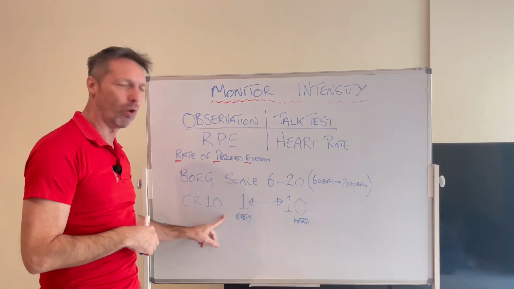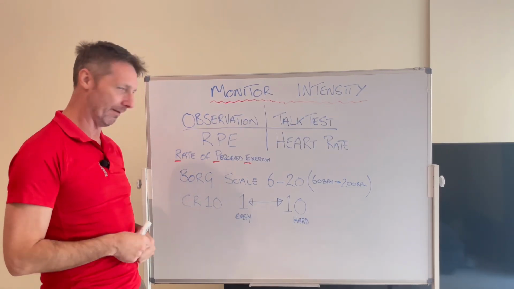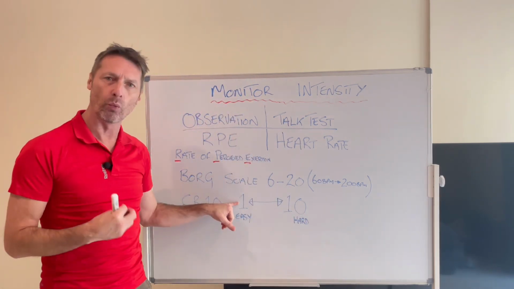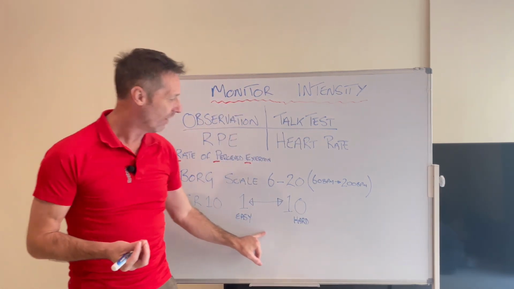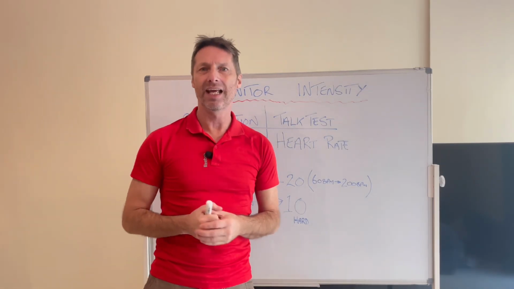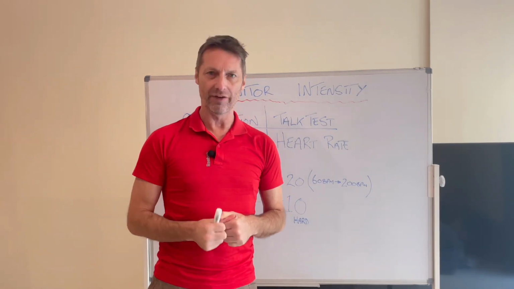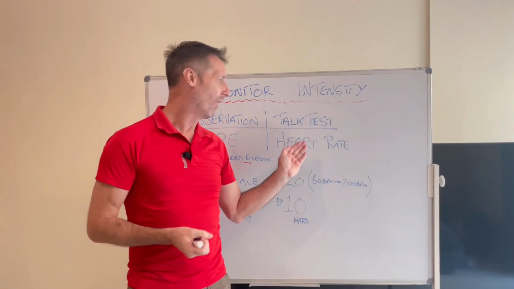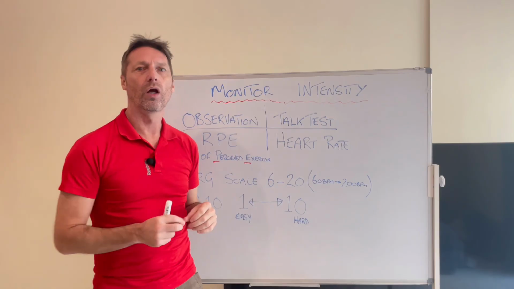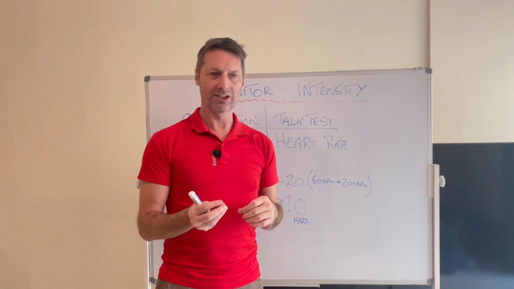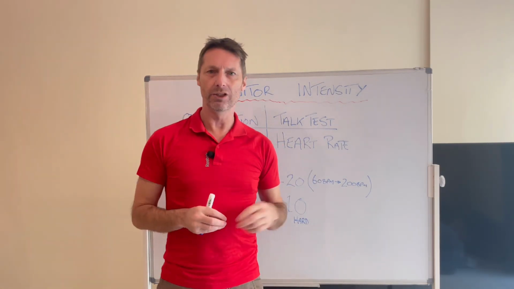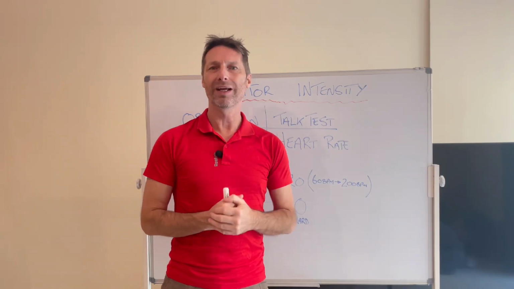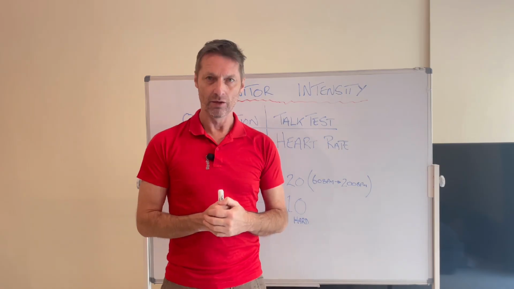All the way down to what we call the CR10. So this is a simpler version of the Borg scale. It's using number 1, we're working very easy, all the way to number 10, our clients are working very hard. So in essence, this is monitoring the intensity. Heart rate we'll talk about in a little second, because we've got 2 different ways. We can either use 220 minus your age, or we can use what we call the Karvonen method.